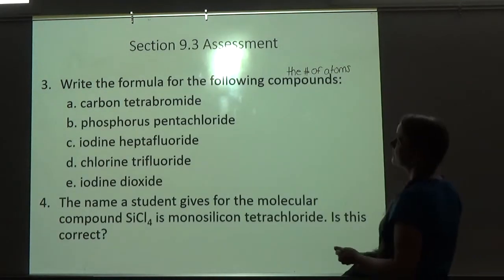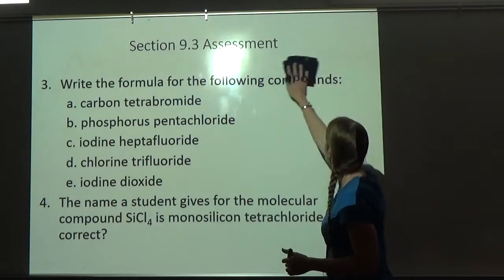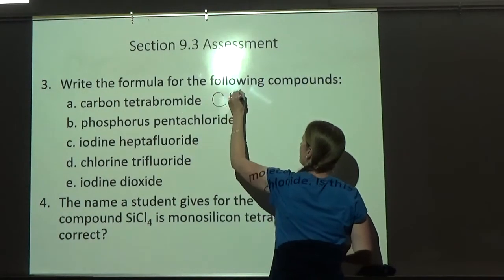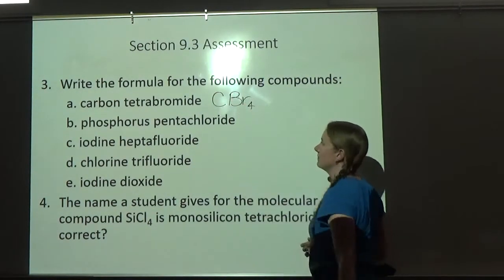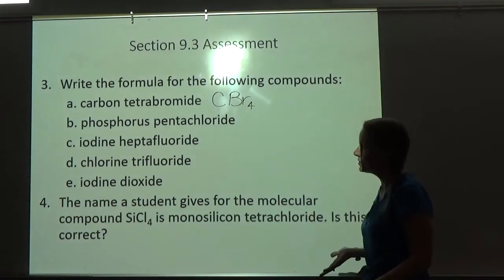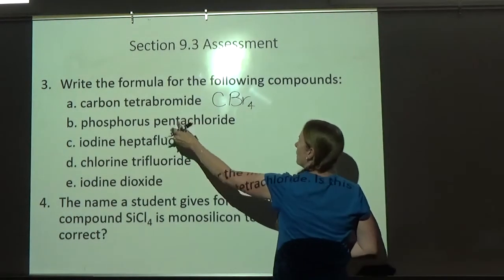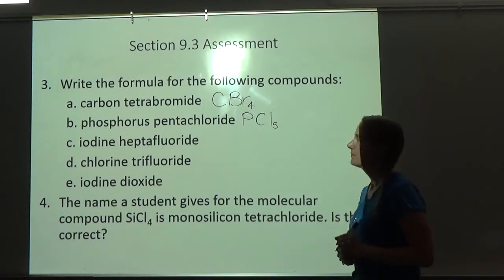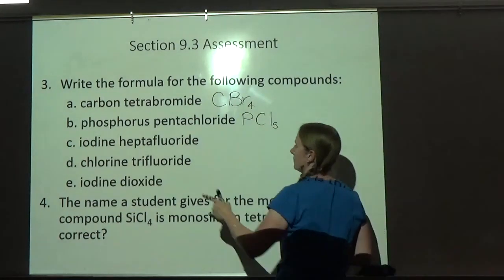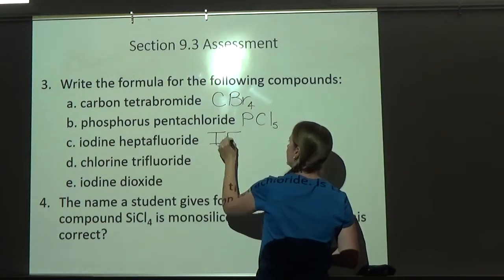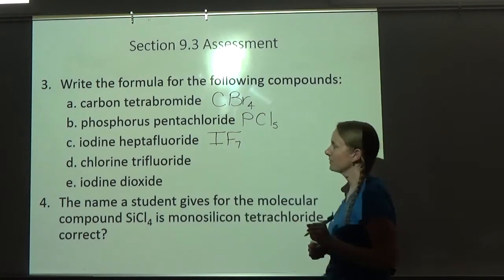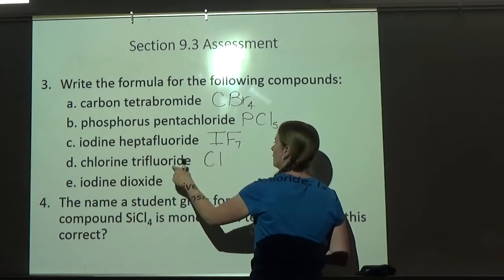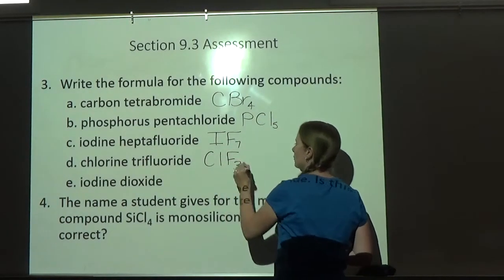So let's go in the reverse a little bit. Write the formula for the following compounds. So we have carbon tetrabromide. Well, carbon C, bromide's Br, tetra means 4. And that's it. No crossing charges. Phosphorus pentafluoride. Phosphorus is P, fluoride is F, penta means 5. Iodine heptafluoride. Iodine is I, fluoride is F, hepta is 7. Chlorine trifluoride. Chlorine is Cl, fluoride is F, and tri means 3.